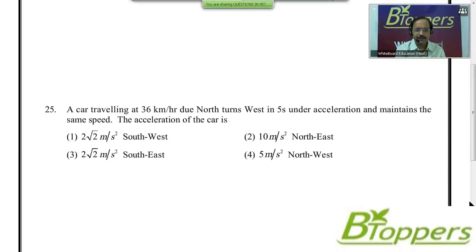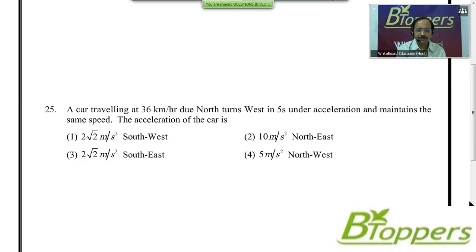See the question number 25. This question was also given in one of the previous talent test examinations, Physics Olympiad, conducted by Association of Physics Teachers. A car traveling at 36 km/h due north turns west in 5 seconds under acceleration and maintains the same speed. The acceleration of the car is, 4 options are given.